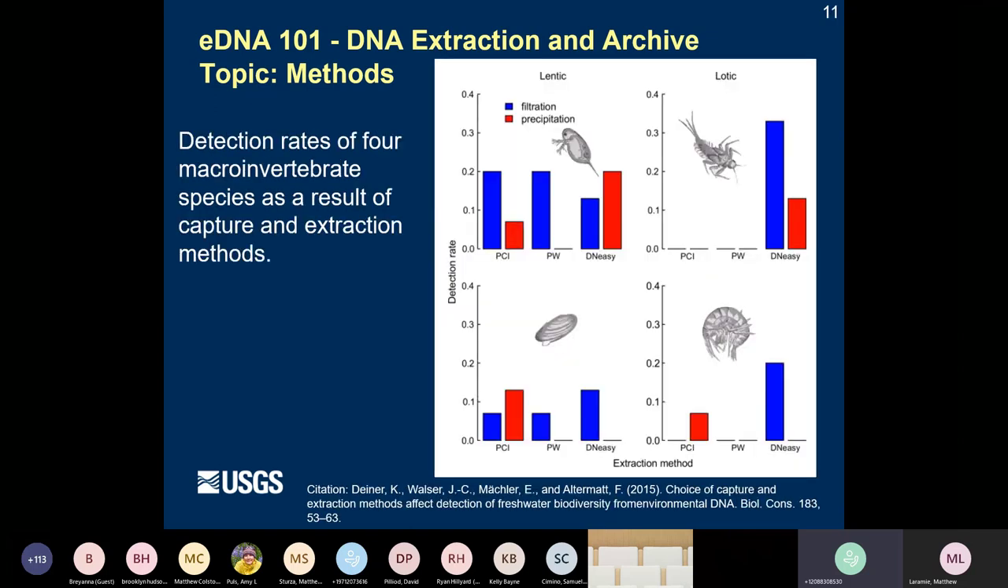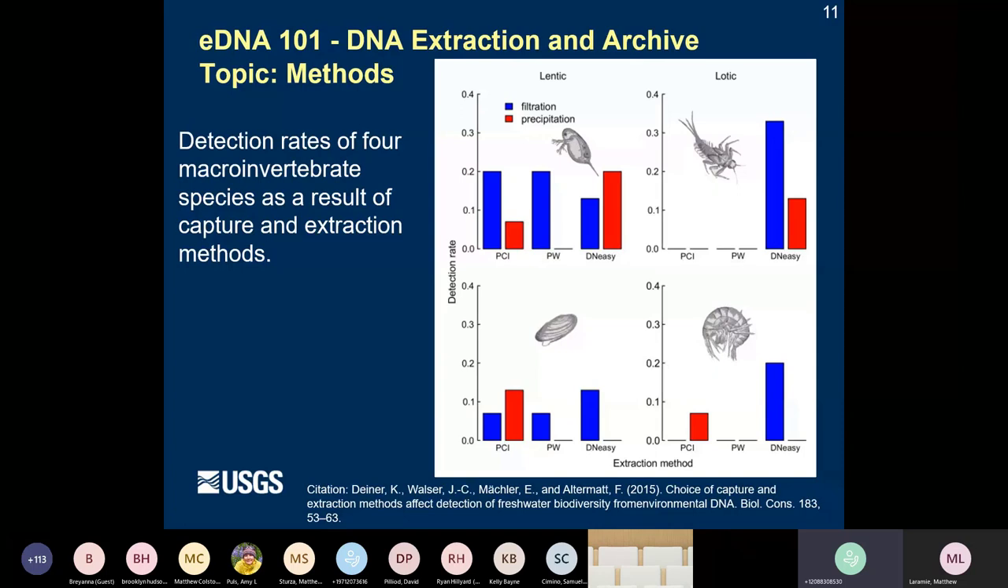This slide shows another comparative study that was done looking at the same extraction methods. On the X here, we have phenol-chloroform, PowerWater kit, and the DNEasy kit. This time we have detection rate on the Y for four different freshwater macroinvertebrates. And instead of filter types, we're now looking at DNA capture method, whether it was filtered or precipitated in the field. That's represented here in red and blue.